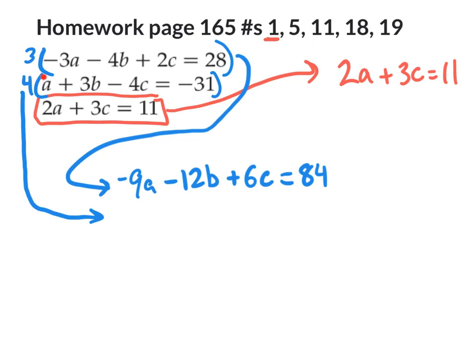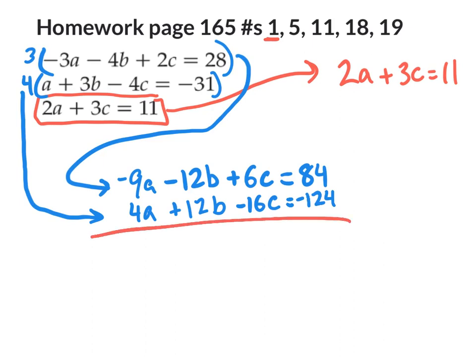So again, 4 times A is 4A. I need to distribute the 4 to each term, right? 4 times 3 is 12, positive 12 with the B. And then 4 times negative 4 is negative 16 with the C. And 4 times negative 31, it's going to be negative 124, right? All right, so why did I modify those 2? To get the same variable B to cancel from our third equation. So the B's cancel. They eliminate.